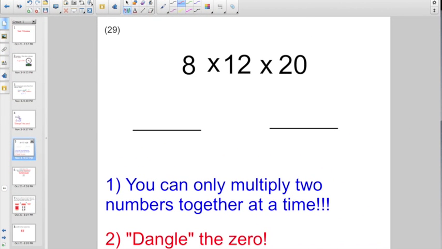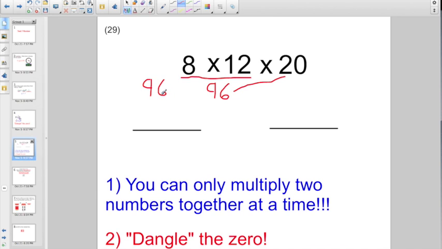Check out this one, kind of a combination of the two. So I gave you 2 reminders here. You can only multiply 2 numbers together at a time. You have to start off here with 8 times 12. Well, 8 times 12, I'm not sure if you can do this in your head or not. Technically, that's 96. And then you're going to take that 96 and multiply it by 20. And you're going to want to dangle your 0 on that one again, right?